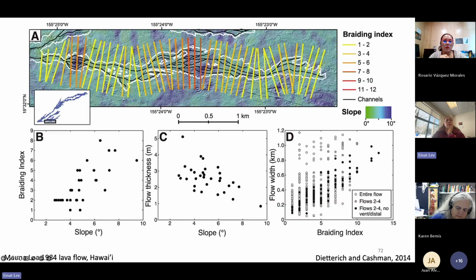For example, this is a study on the Mauna Loa 1984 flow, where they looked at the relationship between slope and branching index, and the relationship between branching index and flow width. So that's, for example, a data set that one can use to test a model.